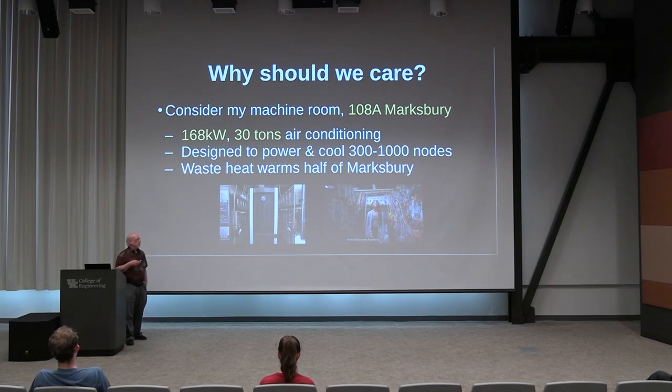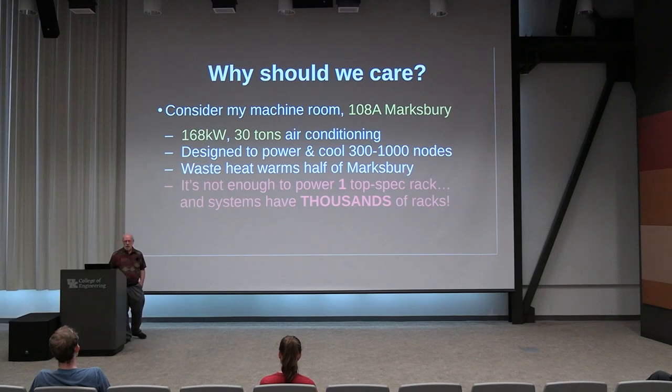And the power that's going in there is roughly what you would find for about 7 or 8 houses of typical US housing. It's designed to cool and power 300 to 1,000 nodes. The waste heat is literally heating half of the Marksbury building during the winter. Don't really need it right now when it's 80 degrees out, but basically, this is a very huge amount of power. And now let me give you the shocking little summary. My machine room is not quite enough power and air conditioning to cool one rack out of a machine like the Frontier system that I just showed you.